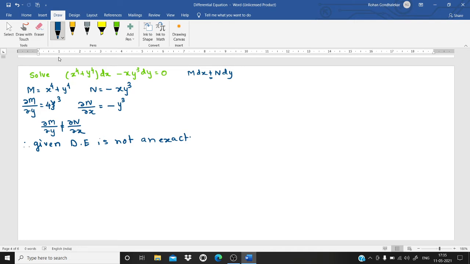Okay. Now, as the given differential equation is not exact, then what? Then we can reduce it into an exact differential equation, and for that we discuss the rule of homogeneous equation. So is the given differential equation homogeneous? Yes. Why? See the degree of each term. Here x raised to 4, y raised to 4. Here degree of x is 1, degree of y is 3. So 1 plus 3 becomes 4. So in each term, the degree is 4.